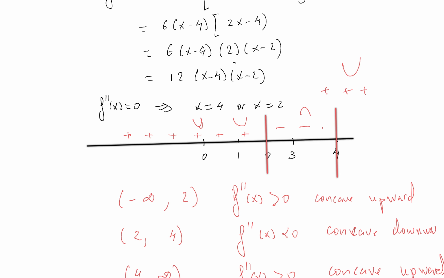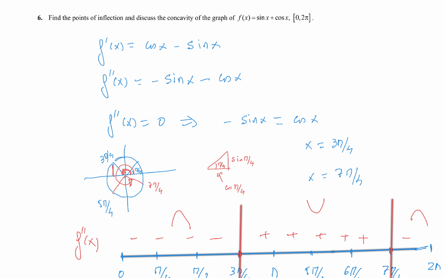Okay, let's go to the next problem. So these are mechanical problems to do. The only mistake you can make is finding the second derivative or analyzing the sign of the second derivative in the wrong way. Okay, let's do this problem.